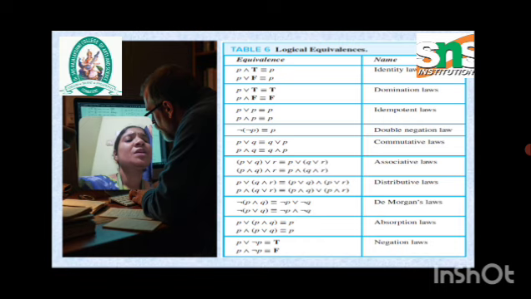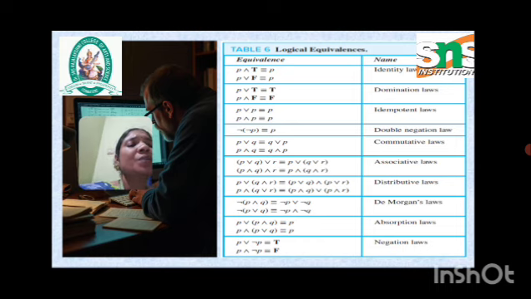The next one is De Morgan's law. In this De Morgan's law, we will be applying the negation to the whole expression, so that the result changes according to the condition, such as negation of (P conjunction Q) must be equivalent to negation of P or negation of Q. Then negation of (P or Q) must be negation of P and negation of Q. This is known as De Morgan's law.